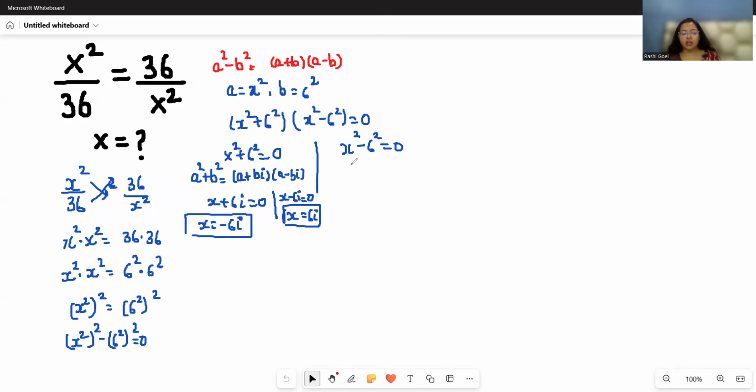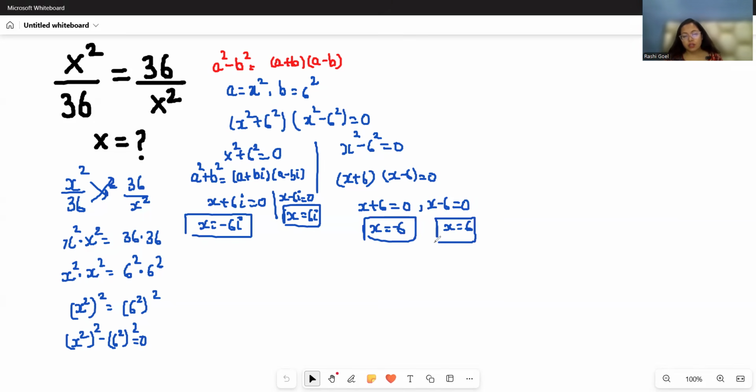Now second case, x square minus 6 square equals 0. So here x plus 6, x minus 6 equals 0. So first x plus 6 equals 0, x equal minus 6, and x minus 6 equals 0, so x equals 6. So these are the two values of x in this case.